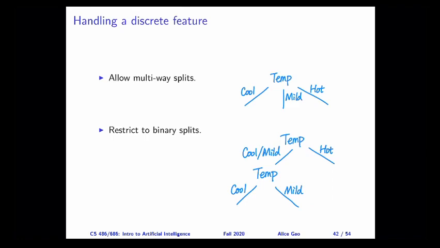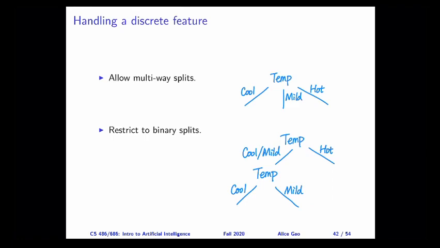You may have observed something interesting here. If we restrict to binary splits, we may test a feature multiple times on one path in the decision tree. In my bottom example, we've tested temperature twice on the leftmost path in the decision tree. In contrast, if we restrict to multi-way splits, then we will test each feature at most once on one path in the decision tree.